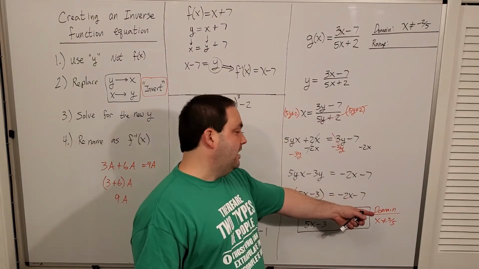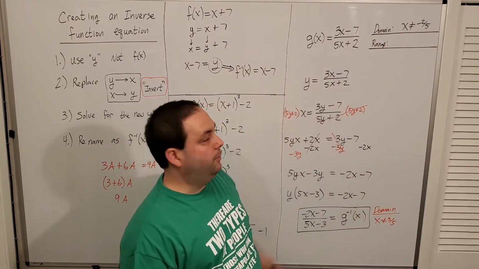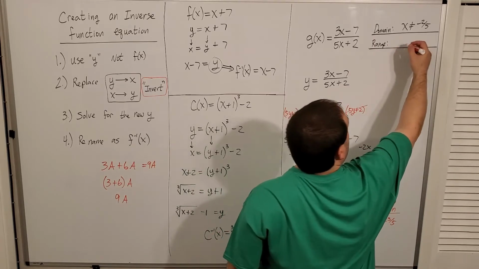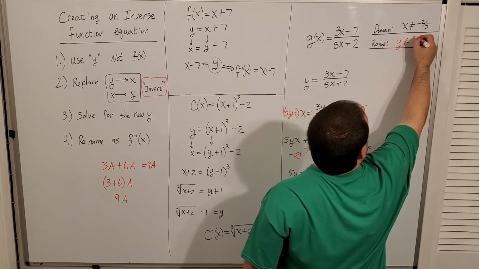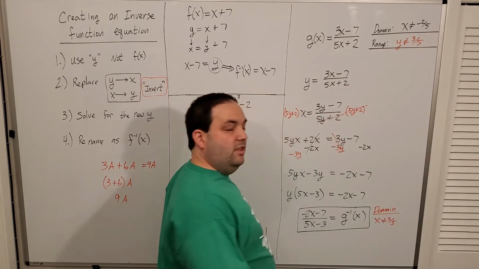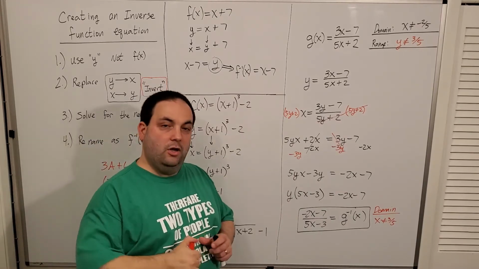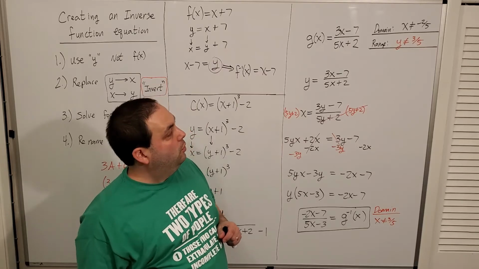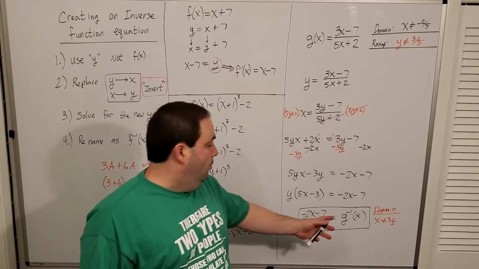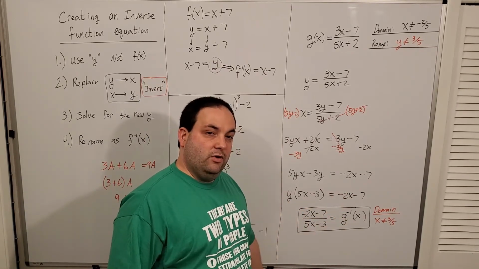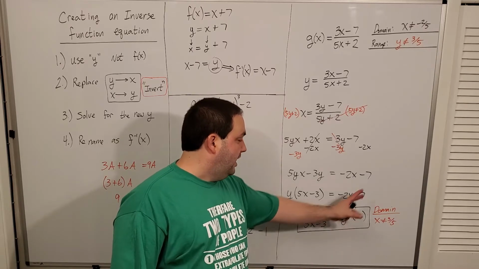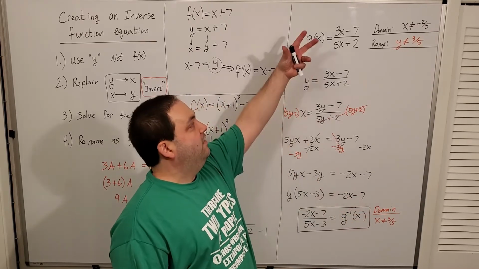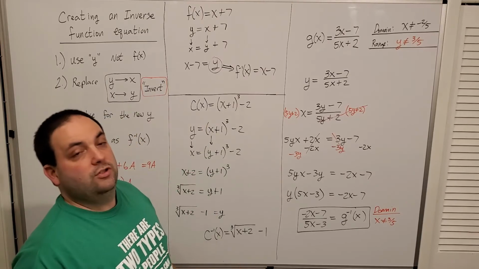So now I have that knowledge. I can flip it back up here and say, oh, what's my range? Y cannot be 3/5. And then you could make an interval notation out of that, negative infinity to 3/5 union 3/5 to infinity if you wanted to, whatever. Okay? But now that you can find the inverse of something, you can also get other pieces of information and then use that to analyze your original function as well.